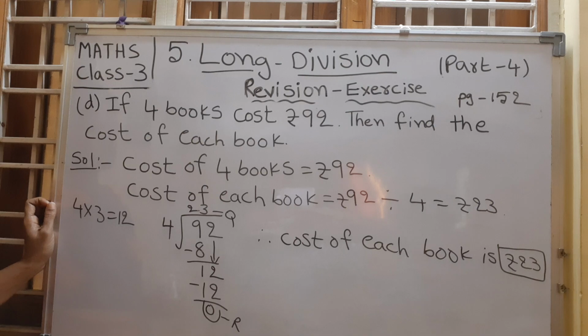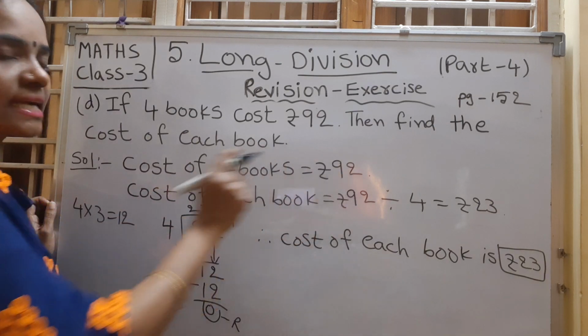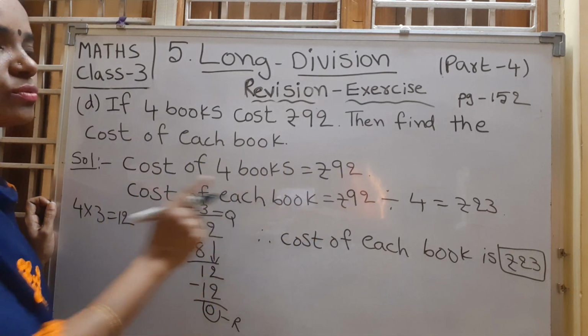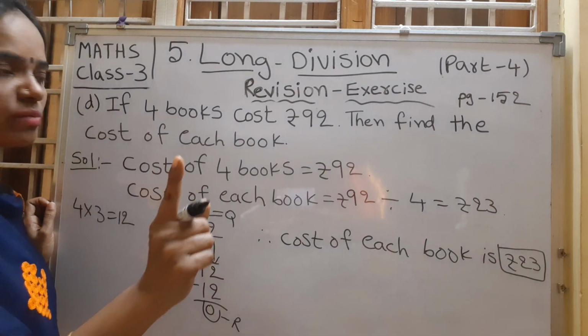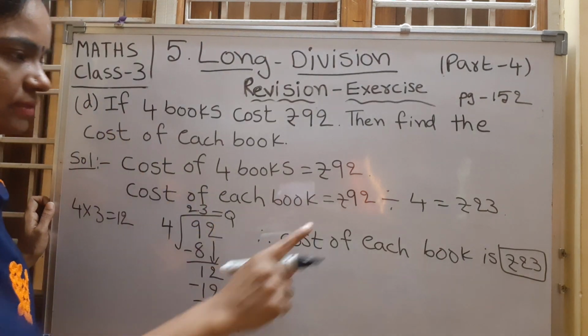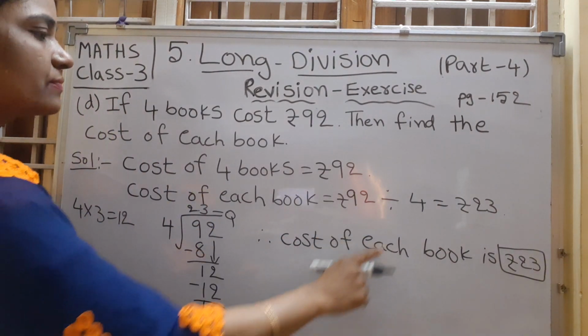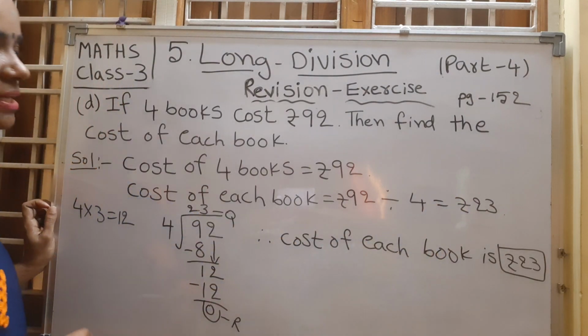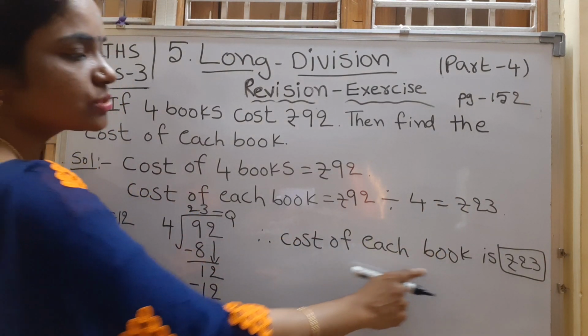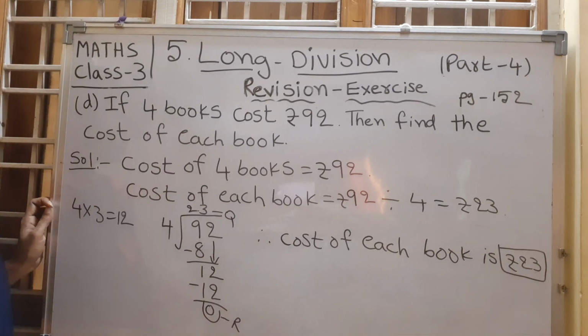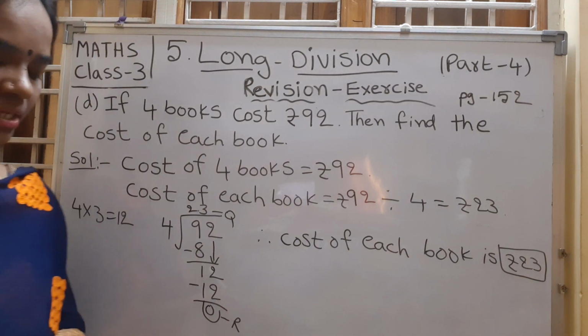23 rupees. Cost of 4 books is 92 rupees. Cost of 1 book means take a division. Giving more and asking for 1 means take a division. So by taking division, our answer is 23 rupees. So cost of each book is 23 rupees. Note it down, children. I hope you understood.